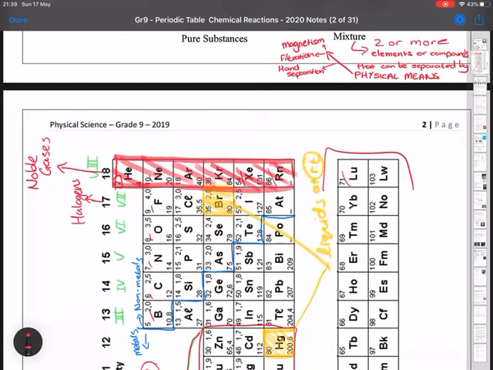Nitrogen makes up 78% of air. Nitrogen is a gas. Oxygen, 21% of air, is a gas. And fluorine and chlorine at room temperature are gases. Fluorine gas and chlorine gas. Okay, so those are the gases at room temperature.